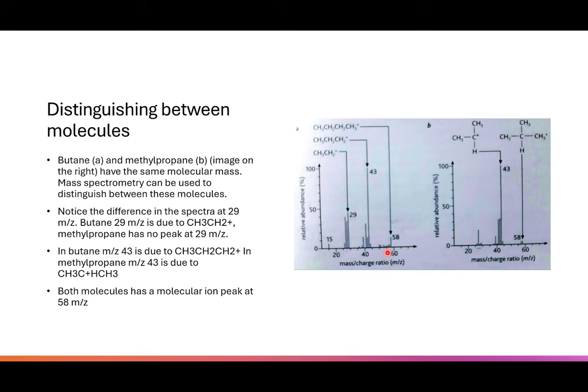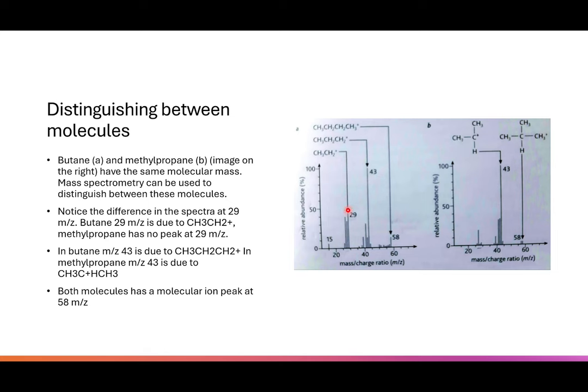They are isomers, okay? So notice the difference between the spectra at 29 for the mass charge ratio. There is a peak at 29 here, and then there's really nothing going on at 29 here. For butane, the peak at 29 mass charge ratio is due to this ion here. For methylpropane, it has no peak at 29. So we can note that there are differences between these substituents. While butane can produce this fragment, based on how methylpropane is structured, it can't produce that fragment.